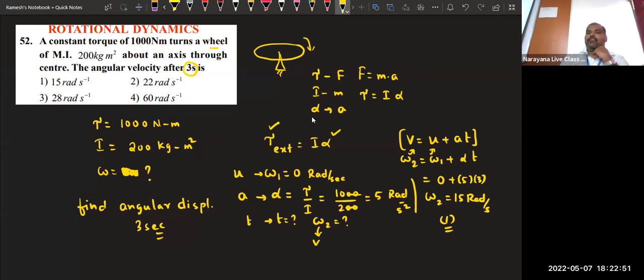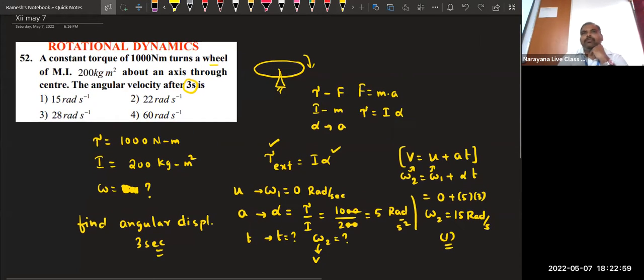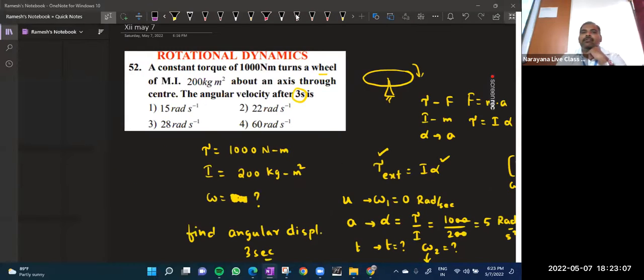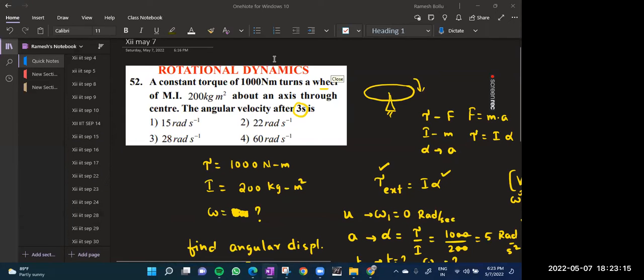Tell me, share your free thoughts. How do you do it? Theta is equal to omega 1 t plus half into alpha t square. Very good. Omega 1 into t plus half into alpha into t square. Try that and tell me the answer. 22.5.